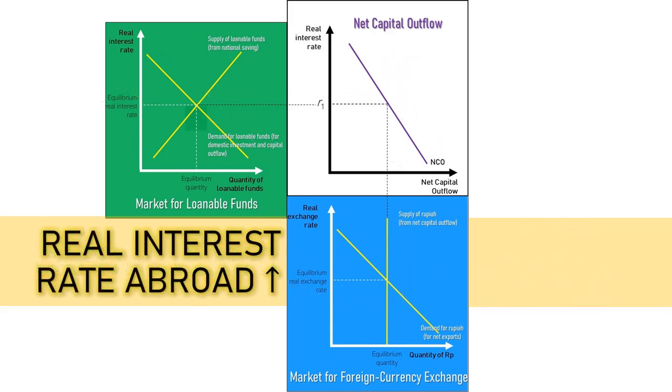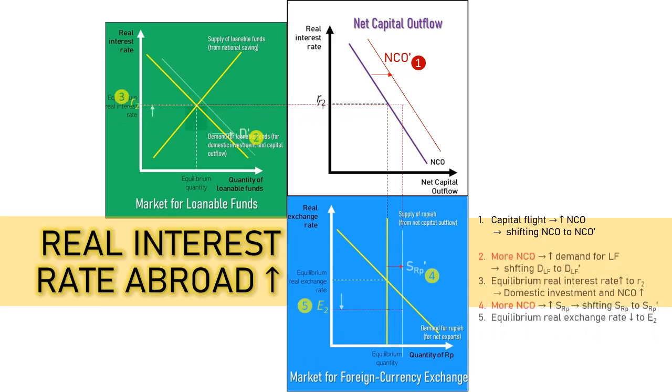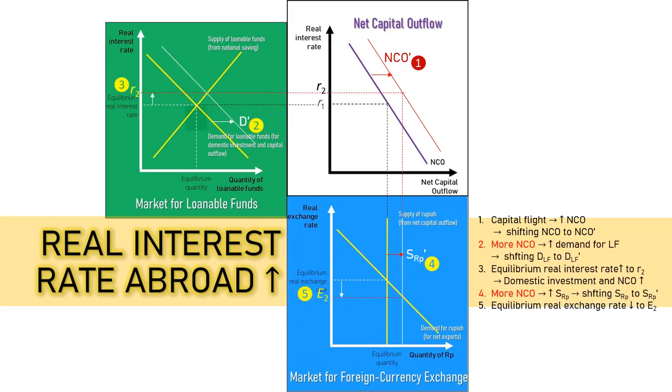And lastly, this is when, for instance, the real interest rate of the counterpart economy abroad increases. Higher real interest rate abroad makes foreign assets more attractive, thus increasing net capital outflow. Afterward, the process continues exactly like in the previous capital flight case. Real interest rate increases to R2, domestic investment and NCO increase too, and the real exchange rate equilibrium will be depreciated, or lower. Okay, that's all from me.